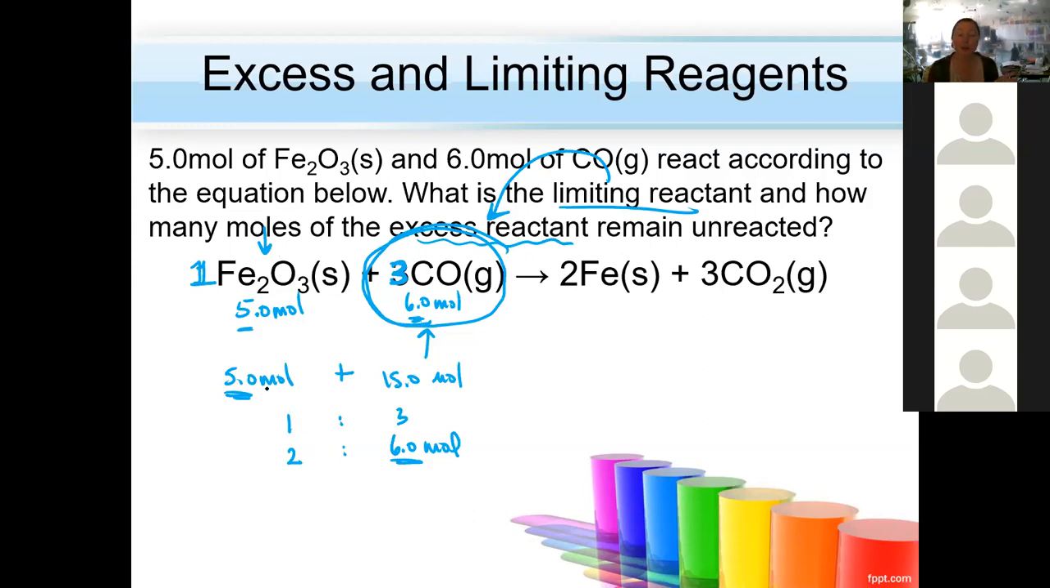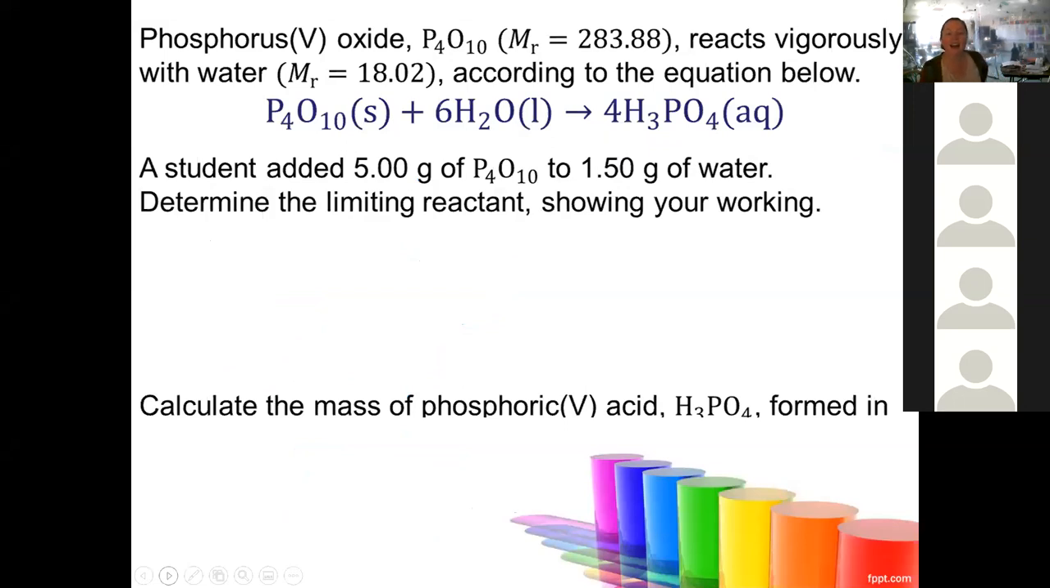Perfect. Because that iron 3 oxide to carbon monoxide ratio is 1 to 3, if I use 6 moles of carbon monoxide, that means I'm using 2 moles of iron 3 oxide. 1 to 3, 2 to 6. I have 5 moles. I use 2. That means we're going to have 3 moles of iron 3 oxide left over. So far, so good? Yep. All right, so let's do this one.